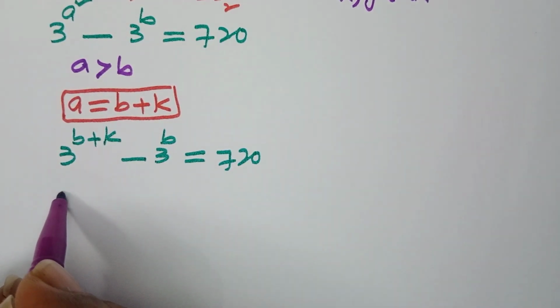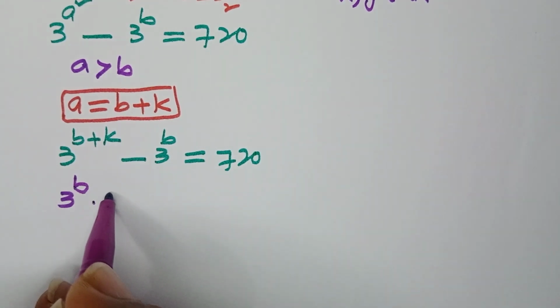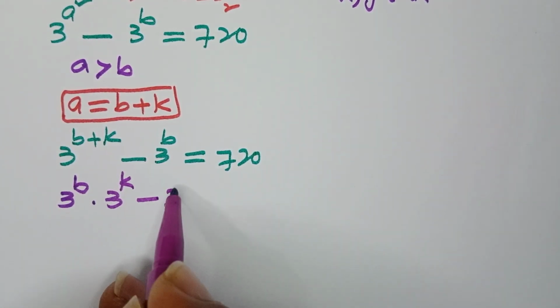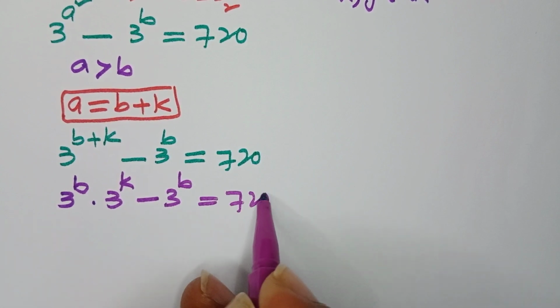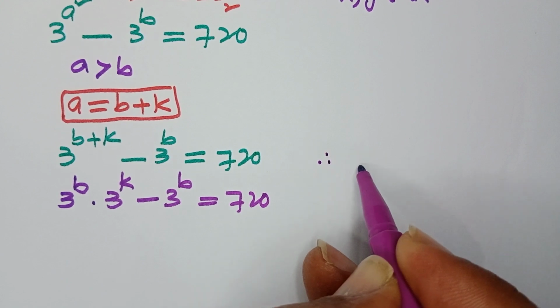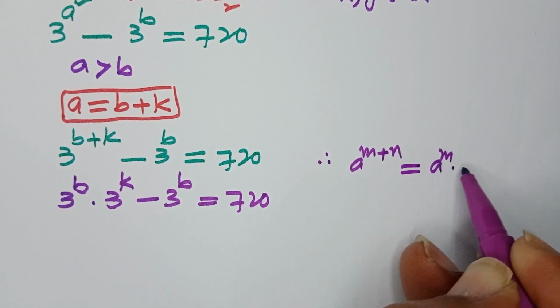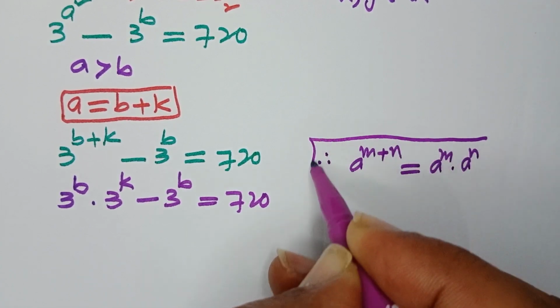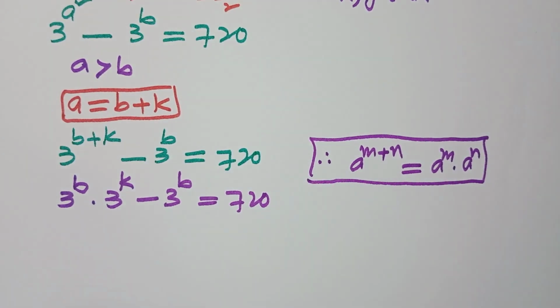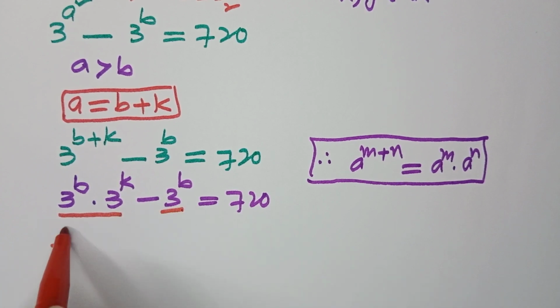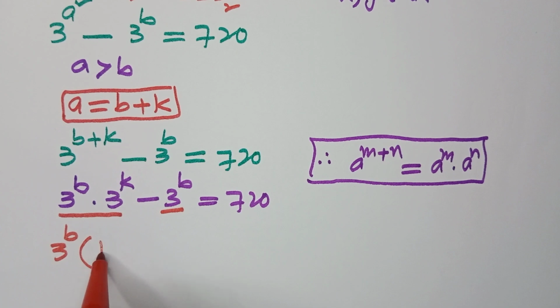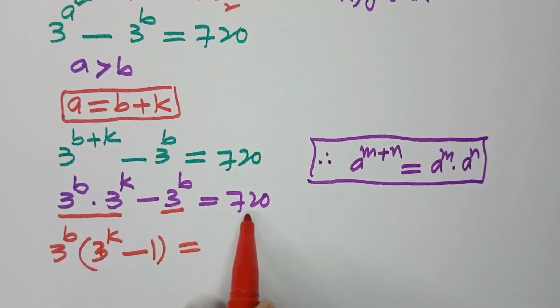So we can write it as 3 power b times 3 power k minus 3 power b is equal to 720. This is on the basis of the formula a power (m plus n) is equal to a power m times a power n. Now take common 3 power b from here and here. So 3 power b into (3 power k minus 1) is equal to, we can write it as, 9 into 80.